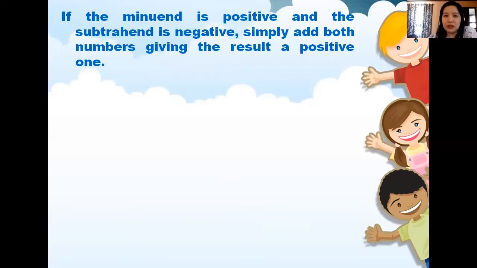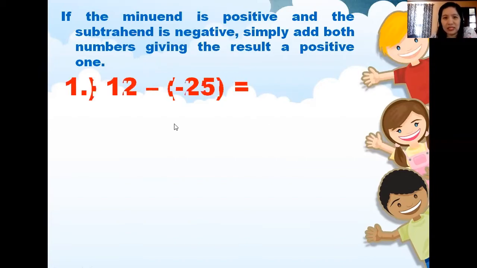If the minuend is positive and the subtrahend is negative, just like this is your minuend, the one that subtracts. You are subtracting it to a negative subtrahend. What do? We simply add them. Add them, the result is positive. So what is 12 plus 25? This is 37. The sign is positive.